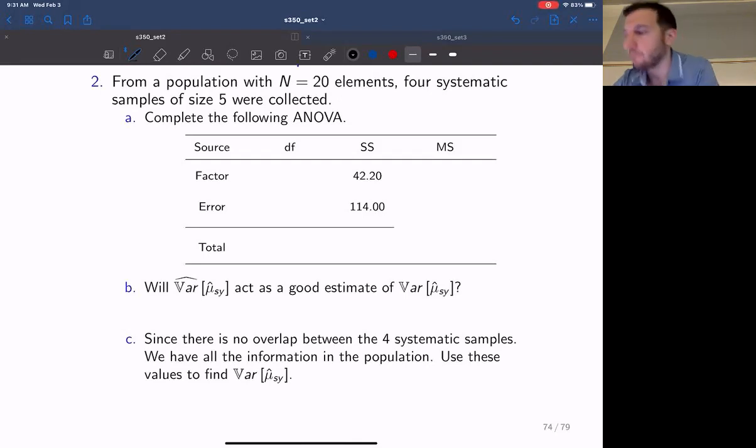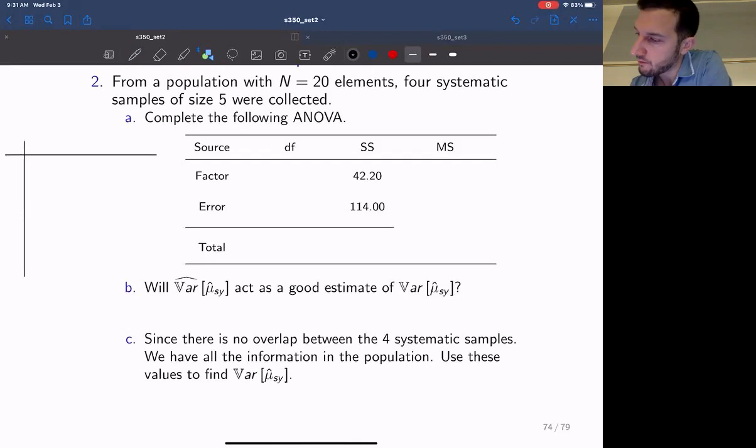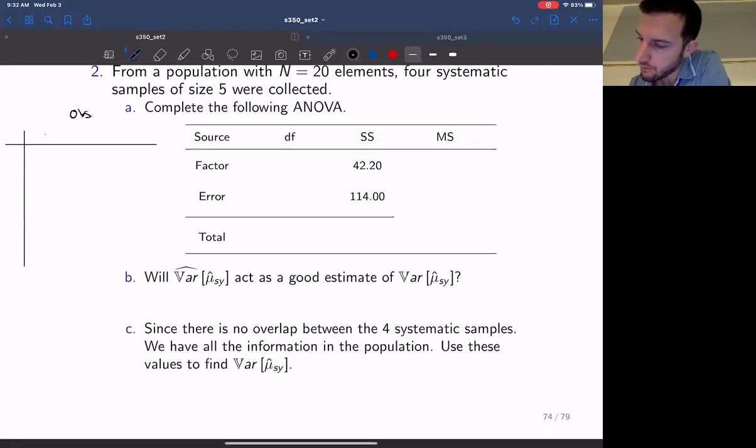In this situation, we are visualizing our data in the following way. Here we have obs, the observation, so this would be 1, 2, 3, 4, 5. And then here we would have the systematic sample.